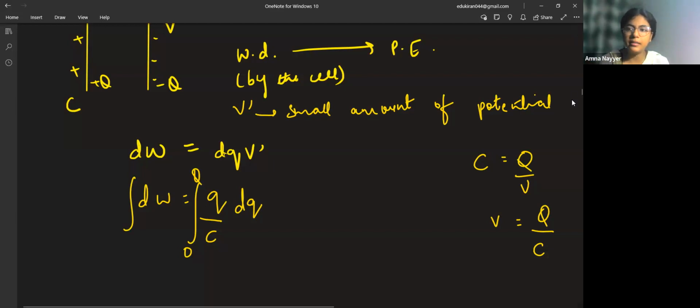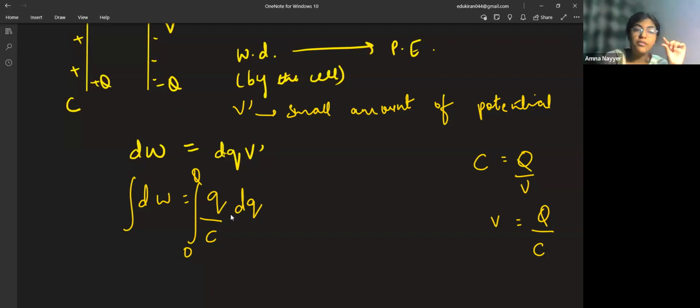Understand this. I'm repeating. See, work done is equal to charge multiplied by potential, right? So dW will be, what is your potential? Potential is charge divided by capacitance into dq.